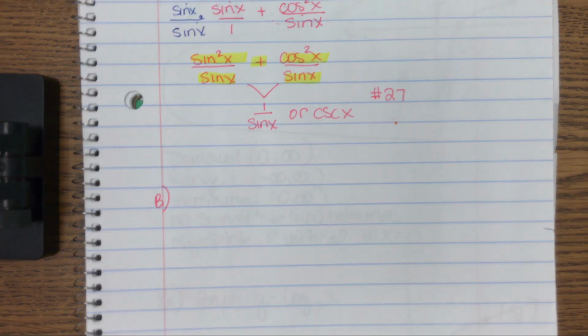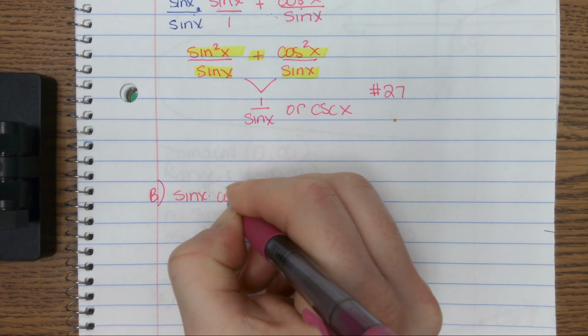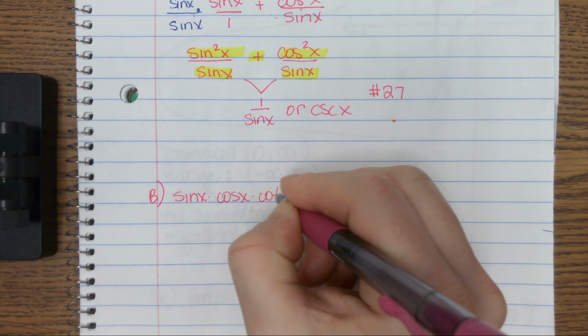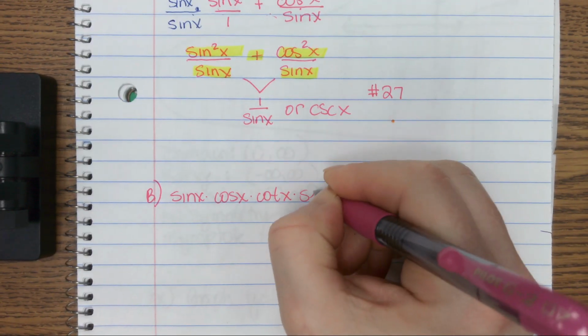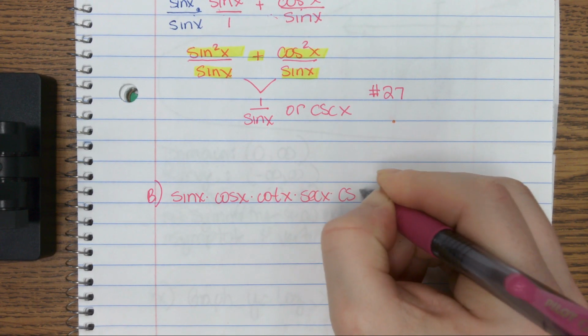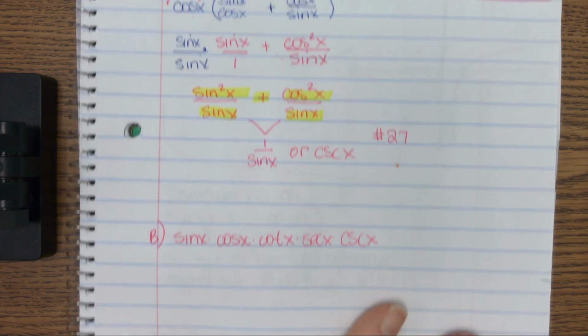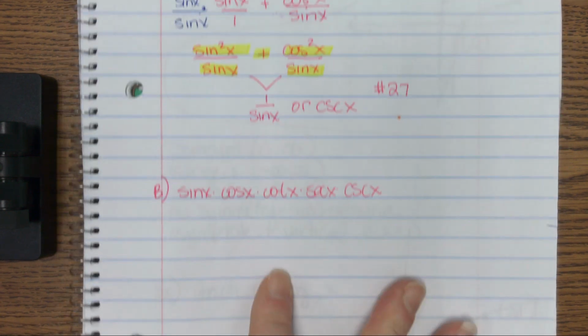So for instance, what if I had sine of x times cosine of x times cotangent of x times secant of x times cosecant of x. Okay, and so once again, our very first step is to follow this. Okay, so we're going to rewrite as sines and cosines and see what things cancel.